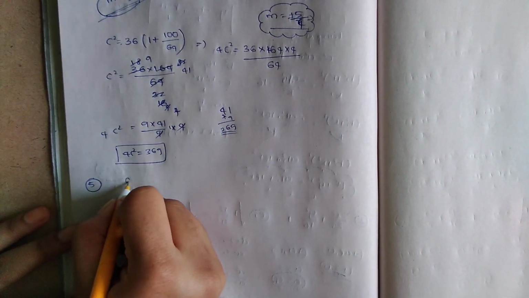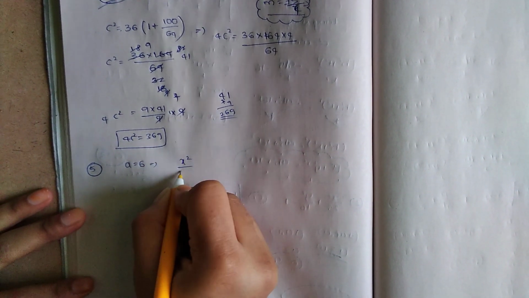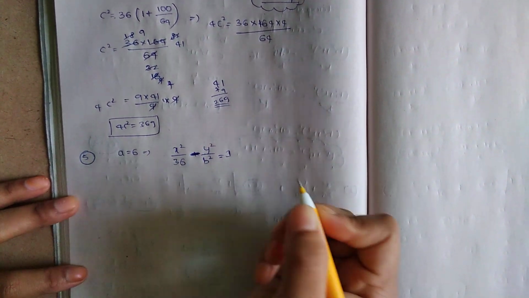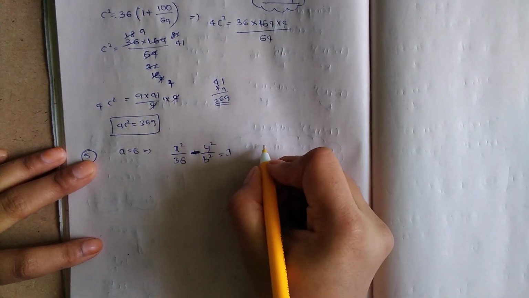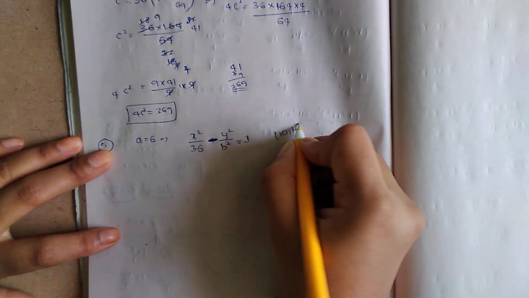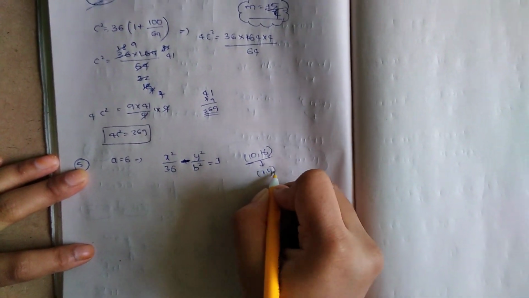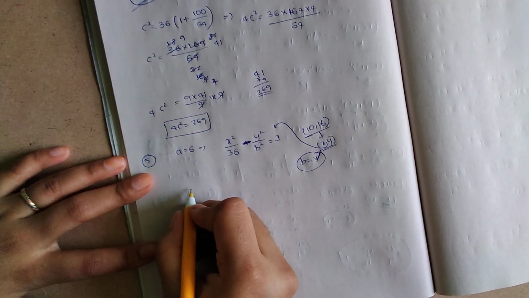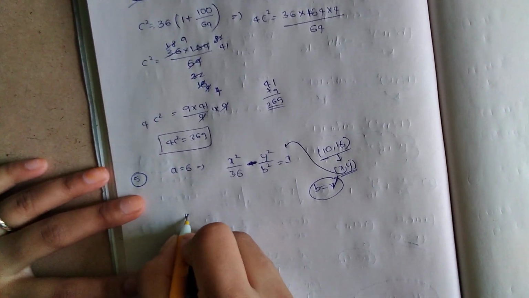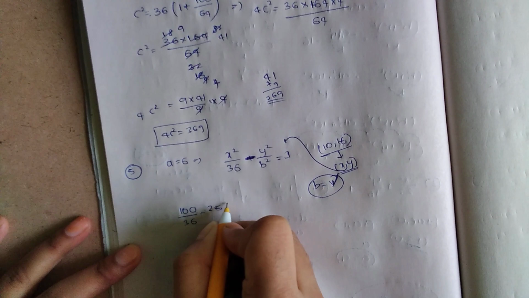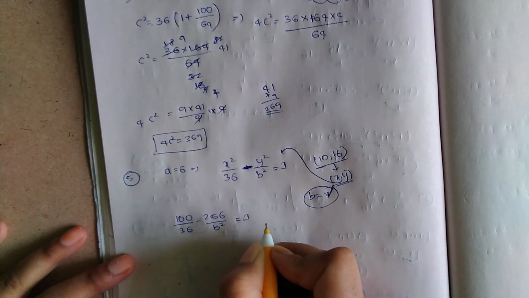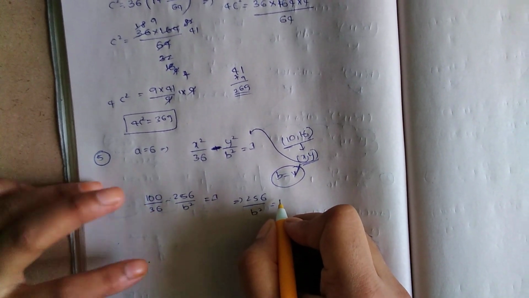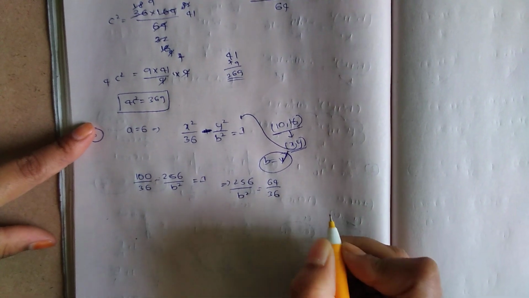Fifth one. a is equal to 6, which implies what will be the equation? x square by 36 minus y square by b square is equal to 1. Sorry, it is minus here. It is also mentioned that it is passing through the point (10, 16). So if we substitute these as x comma y in this equation, we'll get the value of b. Agree? Substitute it directly. What do you get? 100 by 36 minus 256 by b square is equal to 1. So 256 by b square is equal to 100 minus 36, 64 by 36.